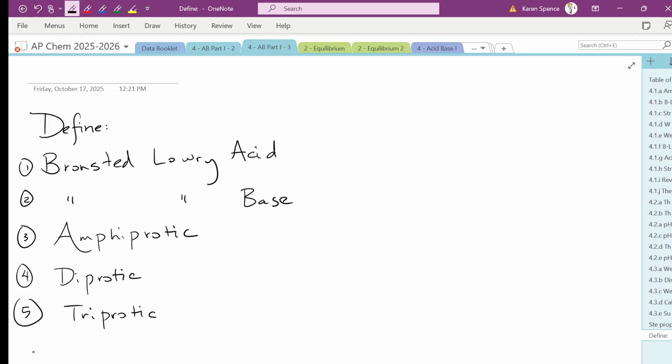And then finally, you are going to name this ion. So you're either going to write them down or you're going to tell your neighbor, I don't care which.